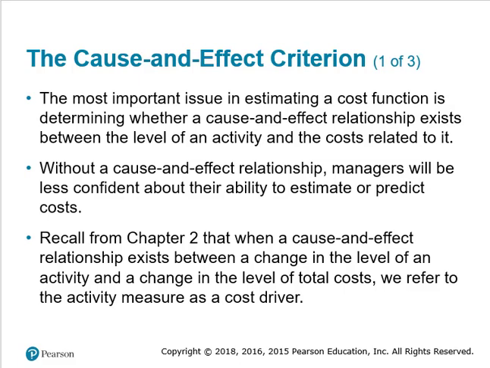Now, the most important issue in estimating a cost function is determining whether a cause and effect relationship exists between the level of an activity and the costs related to it. Without a cause and effect relationship, managers will be less confident about their ability to estimate or predict the cost. And remember from Chapter 2 that when a cause and effect relationship exists between a change in the level of activity and a change in the level of total cost, we call this activity measure a cost driver. Okay, that's what drives it. And it's tricky to always see that cause and effect relationship. I've been surprised more than once.